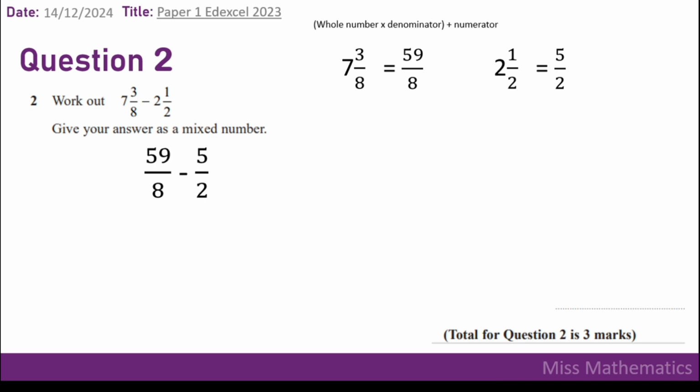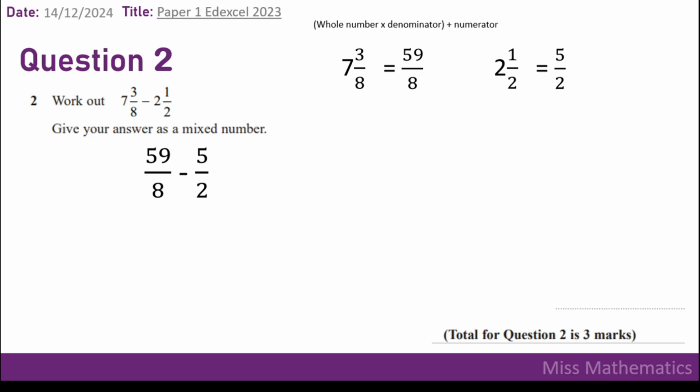Question 2. 7 3/8 minus 2 1/2. Give your answer as a mixed number. So 7 3/8, we need to put this into improper fraction form. So how we do this is that we do the denominator times the big number, and then we add the numerator to find the new numerator. So 8 times 7 is 56, 56 plus 3 is 59, and the denominator stays the same, 8. We do the same for 2 1/2, so 2 times 2 is 4 plus 1 is 5, so we get 5 over 2. And then we have to subtract them.